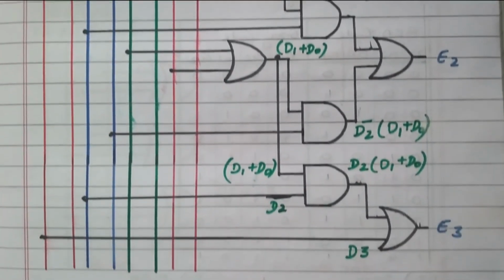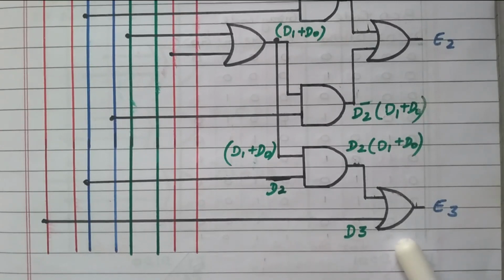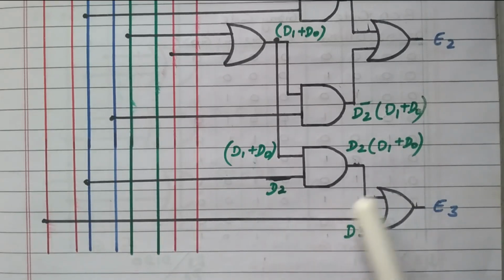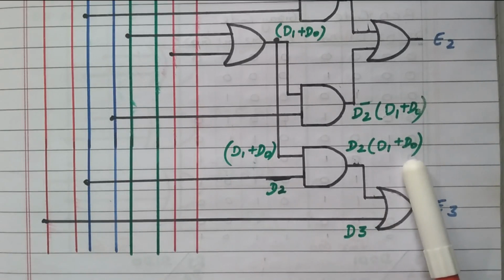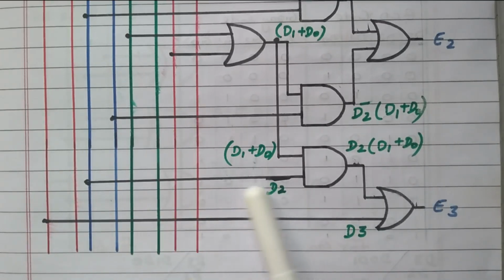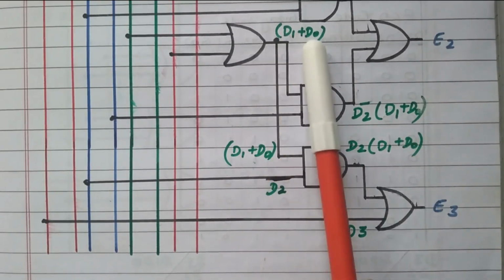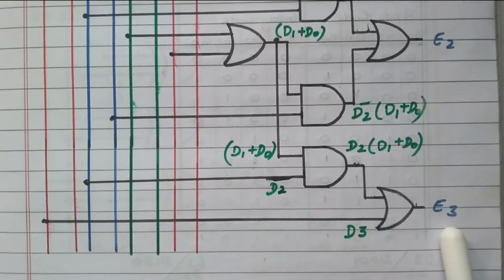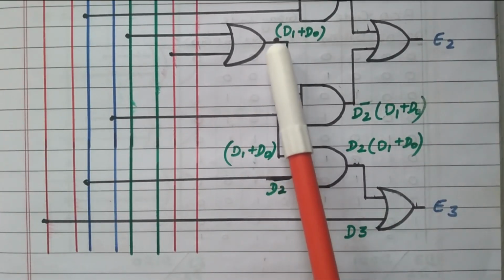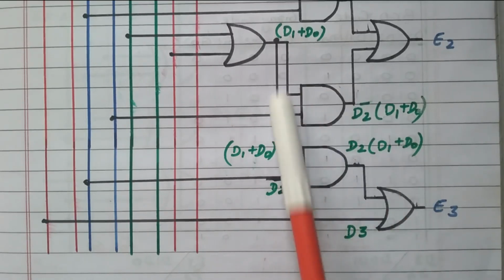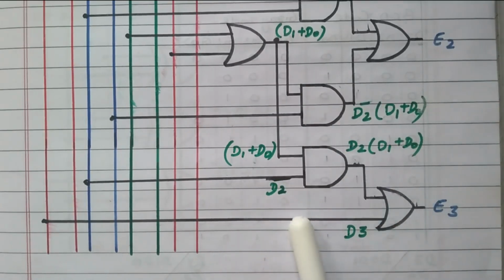Now we'll go to E3. What is the value of E3? It is nothing but the sum of these two: D3 plus D2 of D1 plus D0. This OR gate will add these two functions. D3 is connected directly. How do we get D2 of D1 plus D0? This D2 is connected here, and D1 and D0 are available in this OR gate. This D1 plus D0 is commonly available for D2 as well as D3, so we are using this output commonly for E3 as well as E2. By adding these two, we got the value of E3.